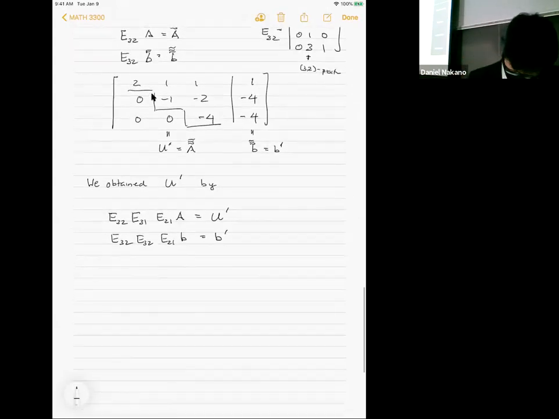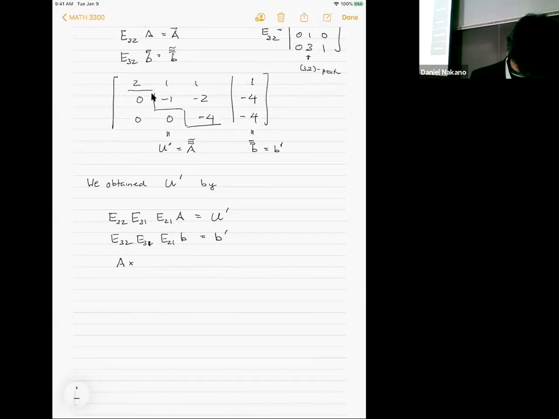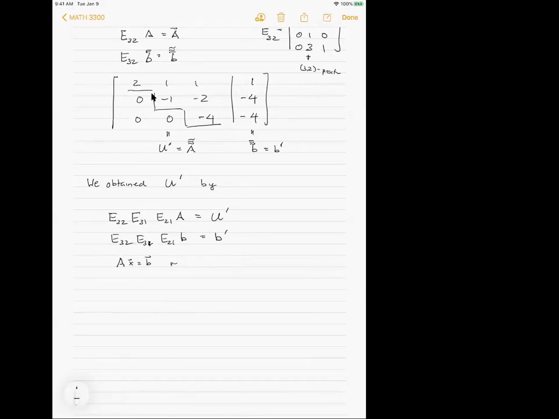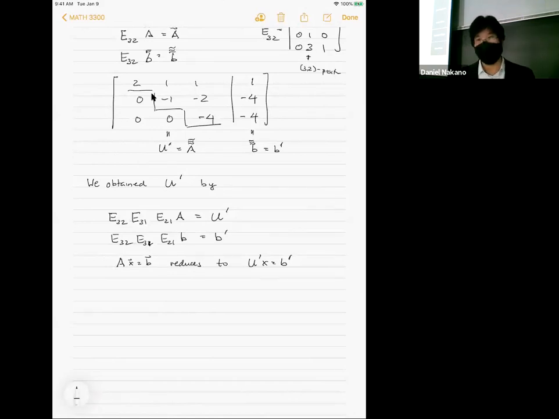We reduce. Professor, should the middle E for B prime, should that be E31? 3-1, thank you. So AX equals B reduces to, and we've done this to something like U prime X is equal to B prime. Okay? So the way that we're doing Gaussian elimination is we're just applying these elementary matrices on the left to do row operations. Okay. So we should keep this in mind.